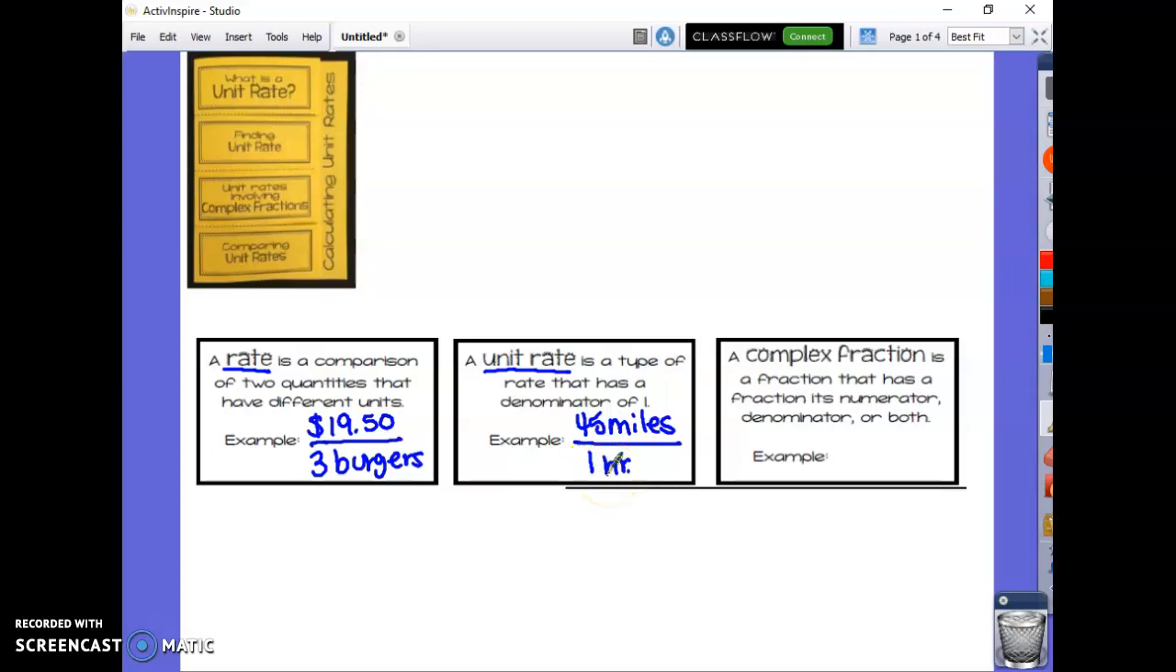A complex fraction is a fraction that has a fraction in its numerator, denominator, or both. An example of that would be 2/3 over 4/5. It has a fraction in the numerator and a fraction in the denominator, and that is called a complex fraction. Okay.